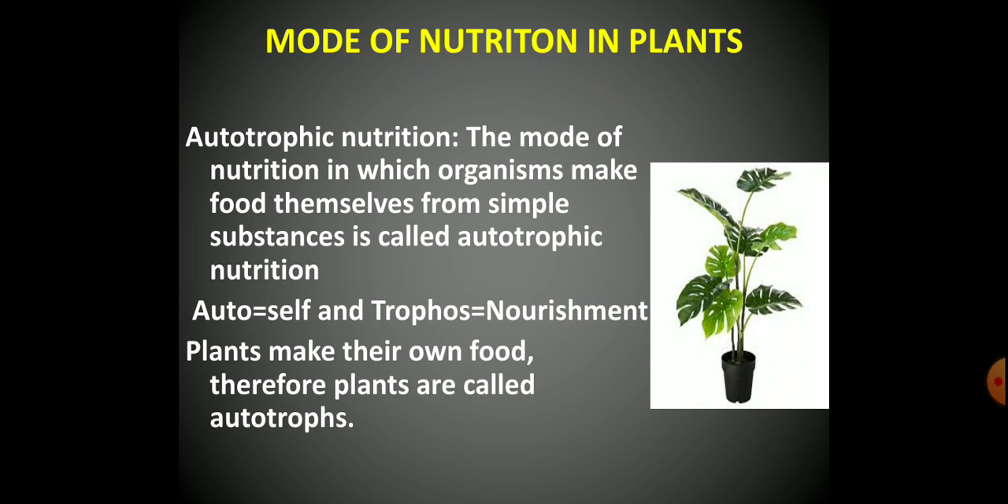Mode of nutrition in plants. The first mode of nutrition is autotrophic mode of nutrition. The mode of nutrition in which organisms make food themselves from simple substances is called autotrophic nutrition. Auto is equal to self and troph is equal to nourishment. Plants make their own food, therefore they are called autotrophs. Plants are known as autotrophs because they are able to make food from some simple substances and do not depend upon any organism. So they are known as autotrophs.